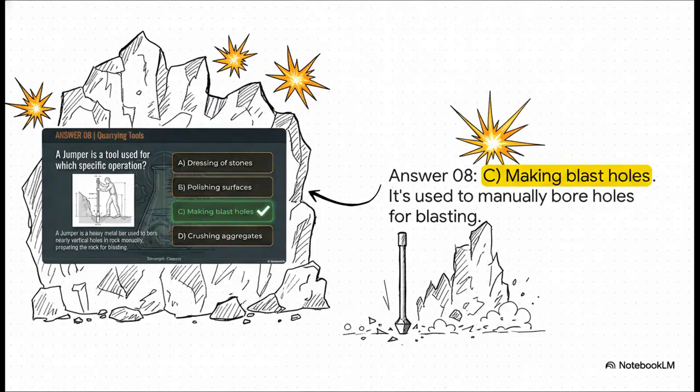The correct answer is C, making blast holes. A jumper is basically a big, heavy iron bar with a sharp chisel-like tip. Workers would lift this heavy thing up and slam it down over and over to slowly and manually bore a deep hole into solid rock. Once the hole was deep enough, that's where they'd pack the explosives for blasting.